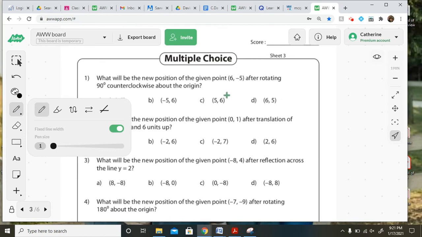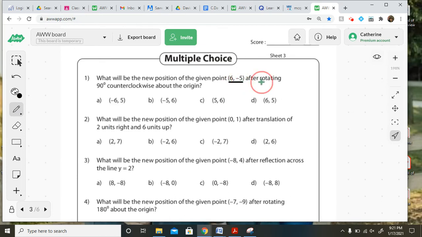What will be the new position of the given point 6, -5 after rotating 90 degrees counterclockwise? Remember, when we rotate 90 degrees, the x and y coordinates switch places. So I'm going to put my -5 here and my 6 here. They switched places, and counterclockwise goes this way. So that means this coordinate will go opposite. So it is a -5. Now it's a +5. So C would be my answer.